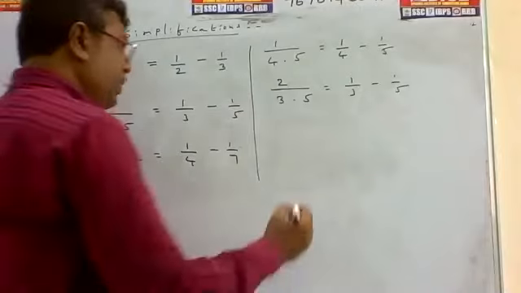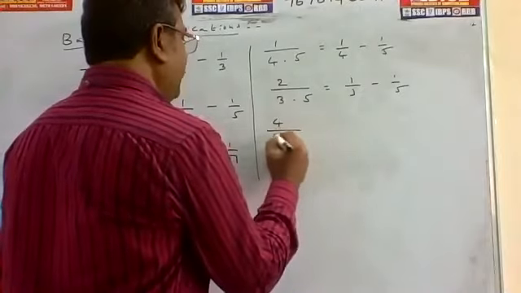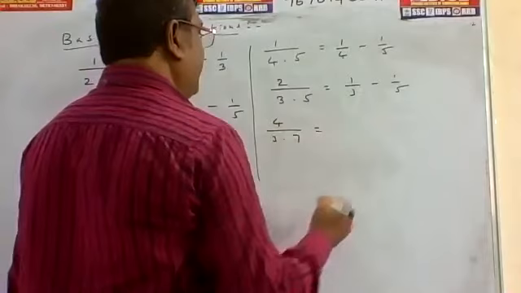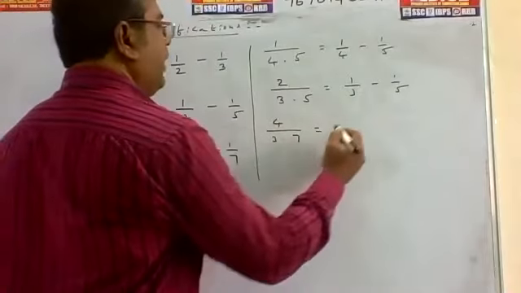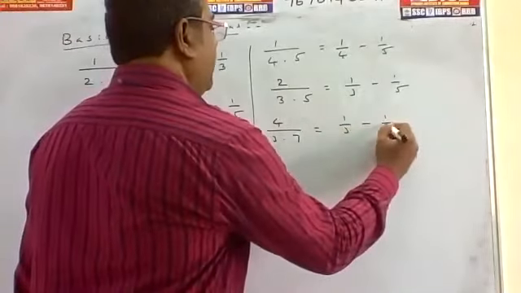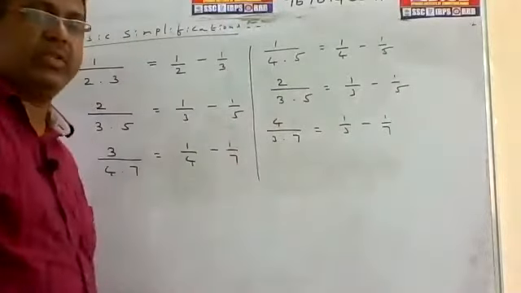Some more examples. 4 by 3 into 7. So 7 minus 3 is 4, okay. That's why you write 1 by 3 minus 1 by 7.